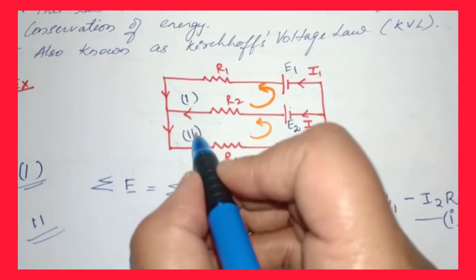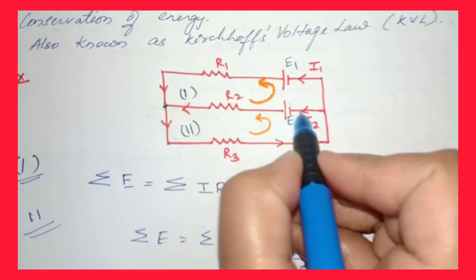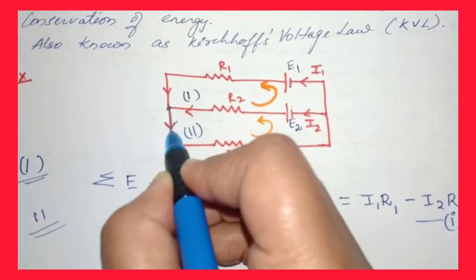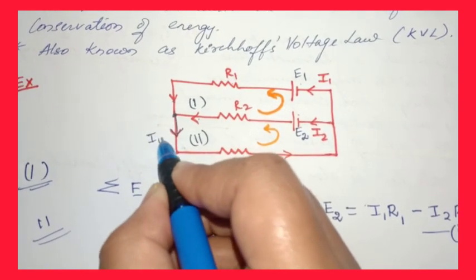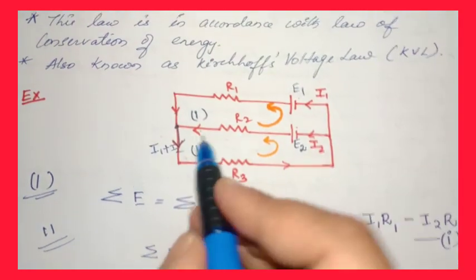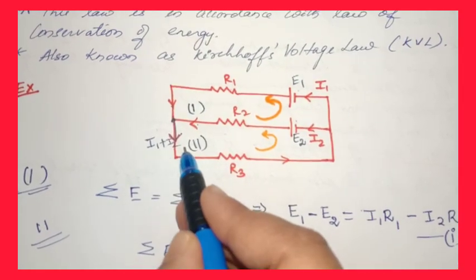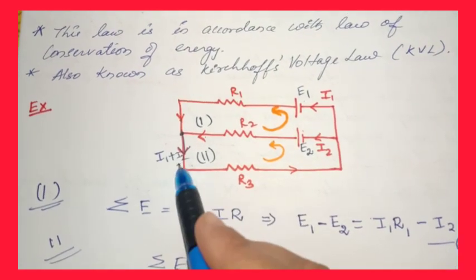So let us here apply the junction rule. You can see here I1 current is coming and from here I2 current is coming. That means whatever current will leave will be equal to I1 plus I2. So the current will be here I1 plus I2. That means the current that is entering R3 is nothing but I1 plus I2. So total current along R3 will be I1 plus I2.